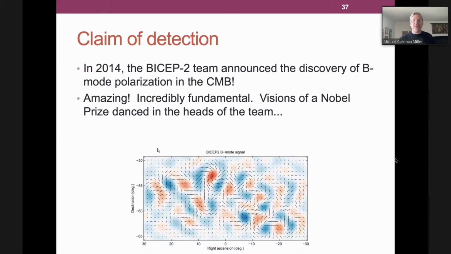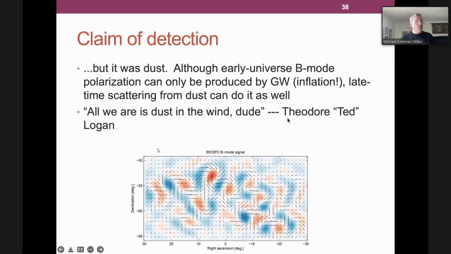However, you may have noticed the ellipses here. It was not early universe, it was dust. So as I said, in the early universe, the B mode can only be produced by gravitational waves. Late time scattering from dust can do it as well. So dust in the Milky Way, for example.